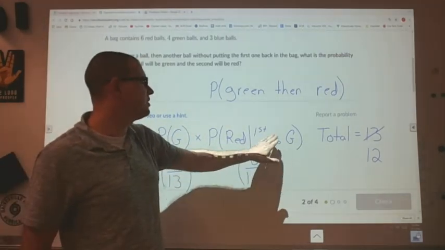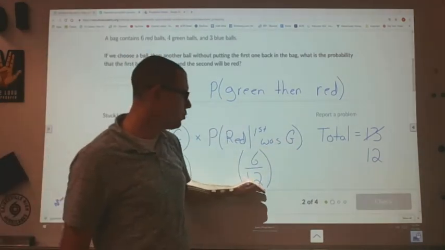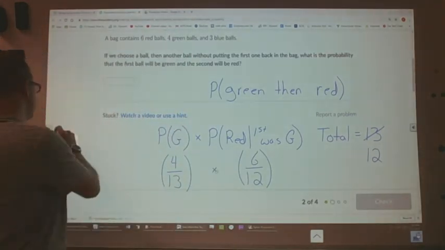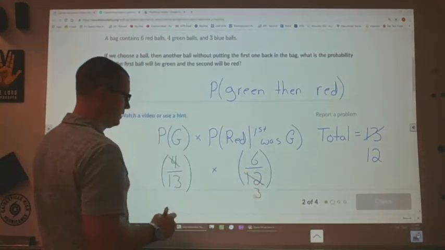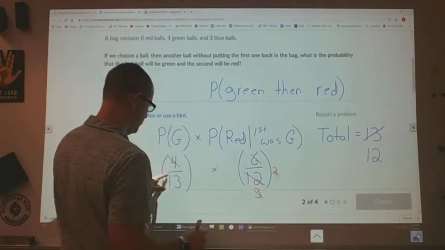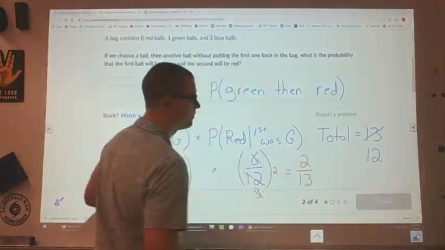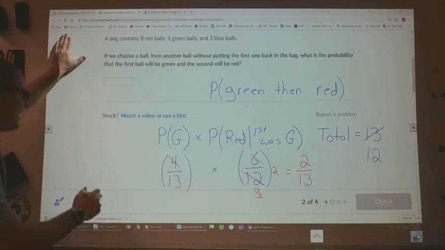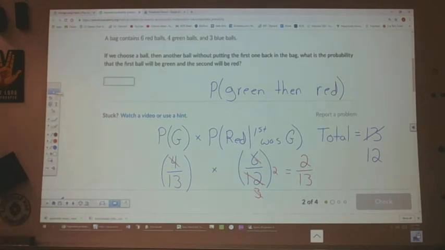Because the probability changed if I know that the first ball was green. The number of red balls hasn't changed. It's the total number that has changed. Then we just multiply those together. Doing a little reducing first, so the 4 and the 12 go together nicely. And the 6 and the 3 can actually reduce there. That just makes that 2. And it would be 2/13. 2 out of 13 trials will get you 1 green ball and the second one red, even though red and green make up the majority of that.